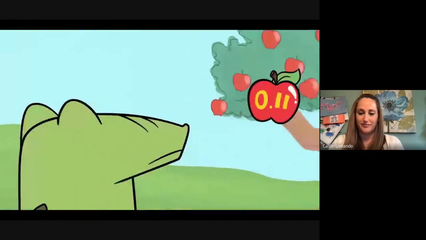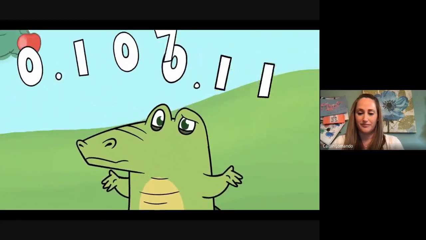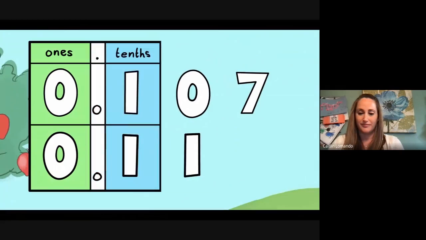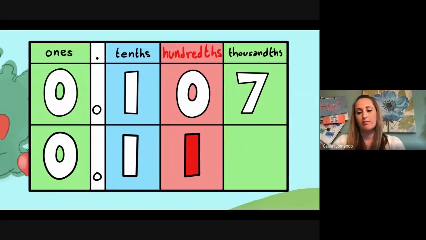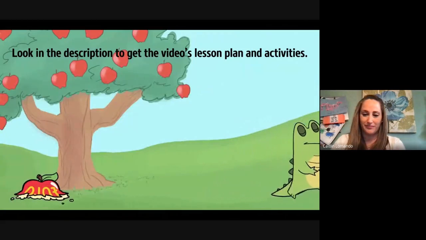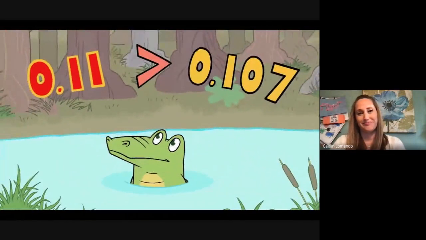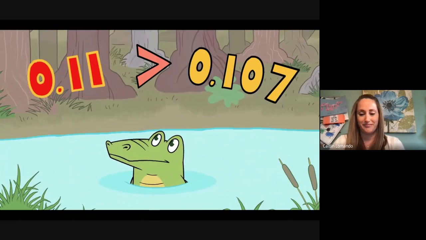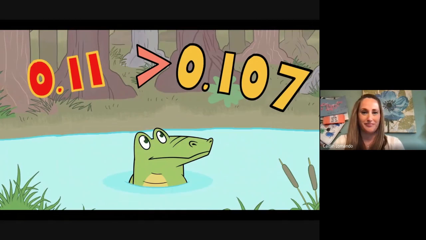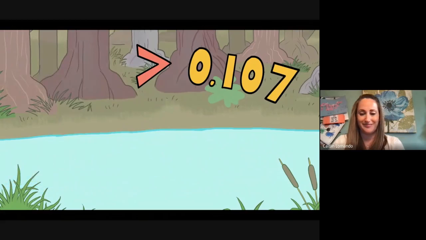107 thousandths and 11 hundredths. The greater value is what the alligator gets. He looks at the place values from left to right, wants the greatest hundredths place, so he takes a big bite. The hungry alligator eats the value that is greater. The value that is least is never part of his feast.